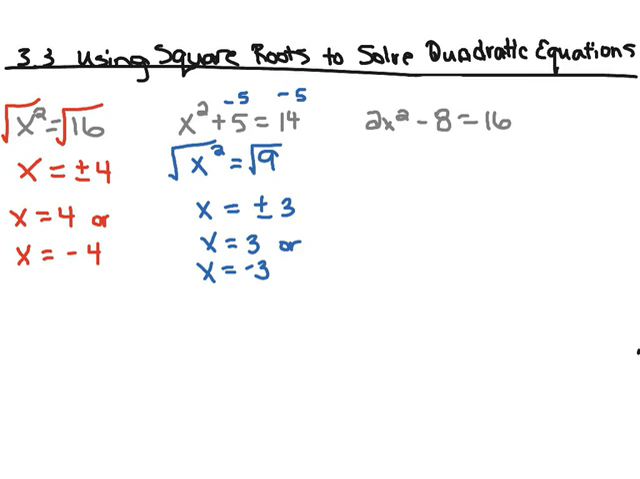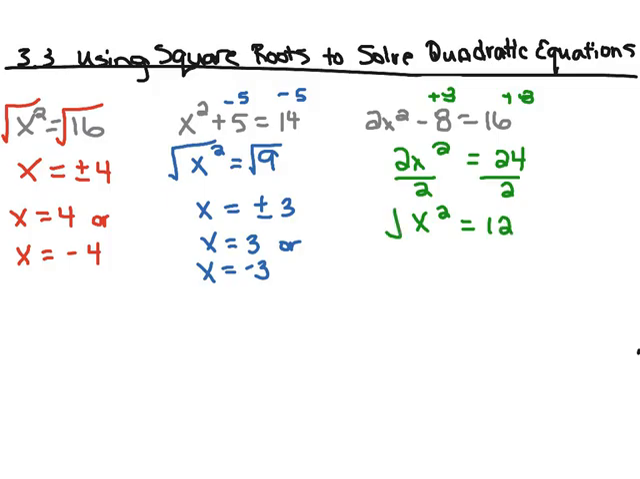For our next question, we're going to isolate our variables, so plus 8 to both sides. So we have 2x squared equals 24. Divide both sides by 2, so x squared is equal to 12. Take the square root of both sides, so x is equal to plus or minus root 12. And you can just leave it as a radical. So x is equal to the root of 12 or the negative root of 12.